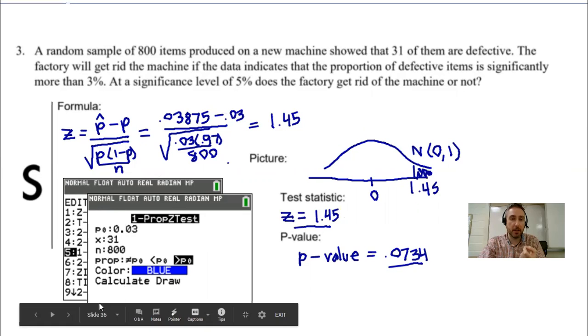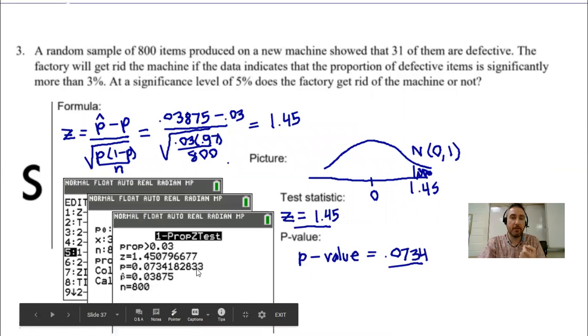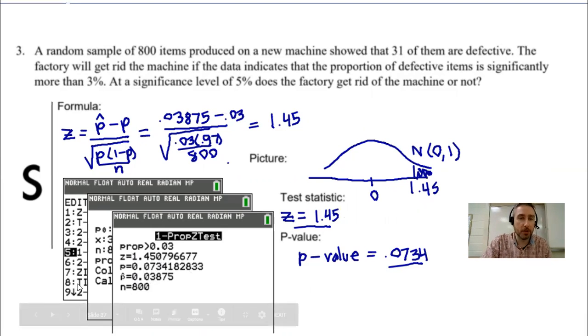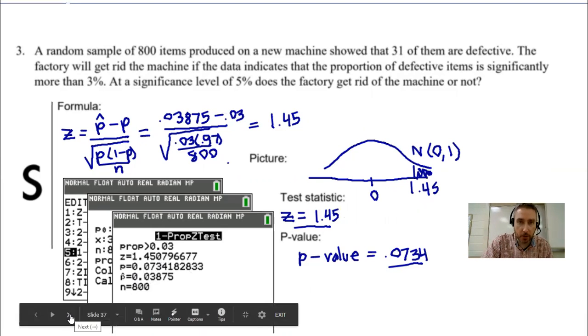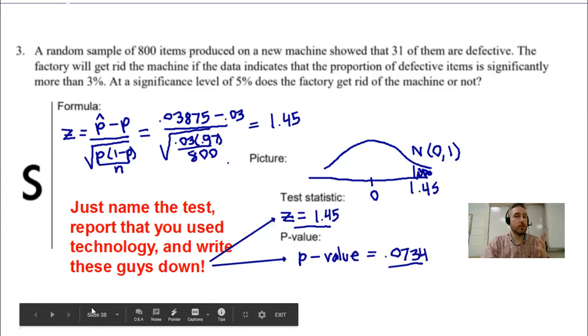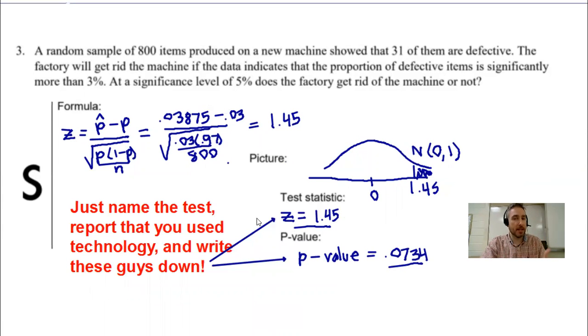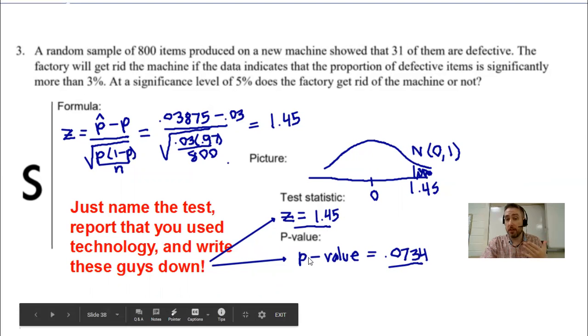And we go down to calculate. And we get the following items. We get z equals 1.45. P is 0.0734. You get your p hat and your n, which you don't need to report because you already have those. And that is the number that we need to summarize with. So once you get your p value, you just name z, p, name the test, say you did z, p, you got to use technology to get those, and you summarize.